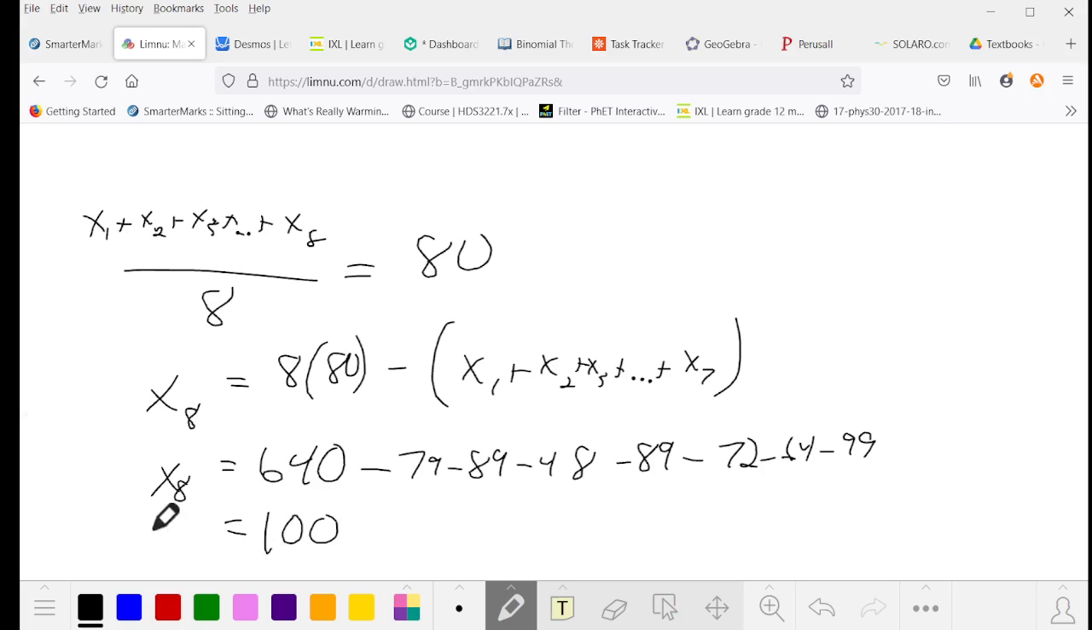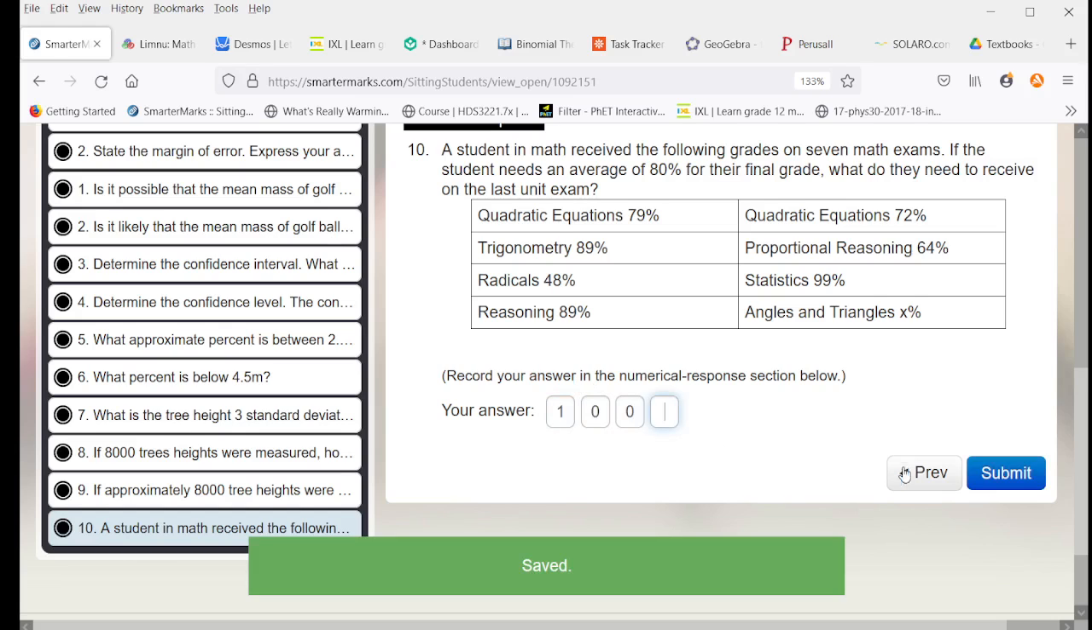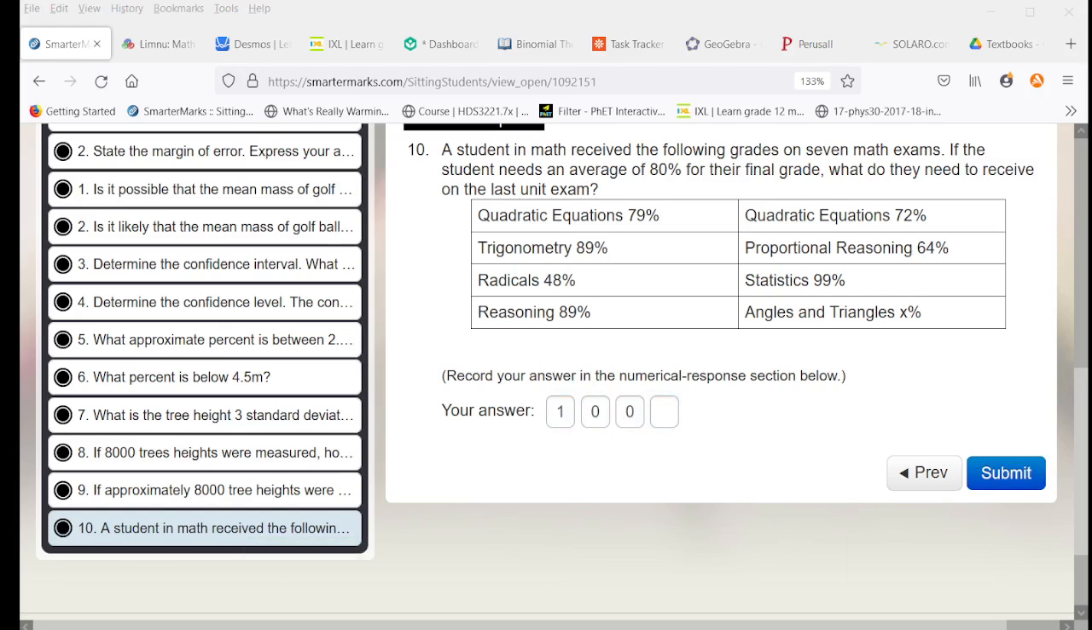And the student has to do very, very well on that last test. Has to be exactly 100 in order to hit the desired 80%.